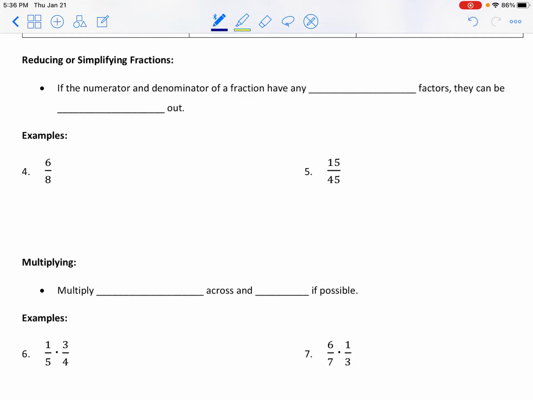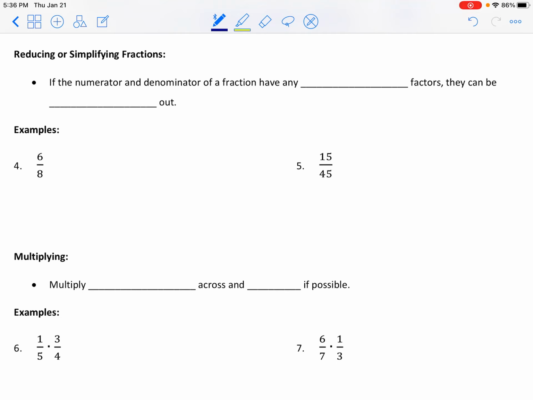So if you're comfortable reducing fractions, this might not be necessary for you, but for people that are uncomfortable, or maybe you just never had a good foundation with it, you're able to reduce fractions if the numerators and denominators have common factors, okay? If the numerator and denominator of a fraction have any common factors, that means if you were to break them down using a factor tree and list out the prime factorization of the numerator and the prime factorization of the denominator, then those common factors can be reduced out of our fraction. They can be reduced out.